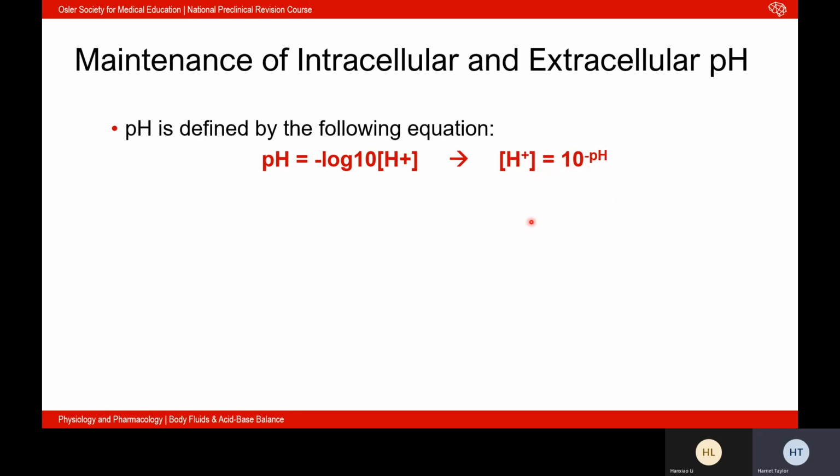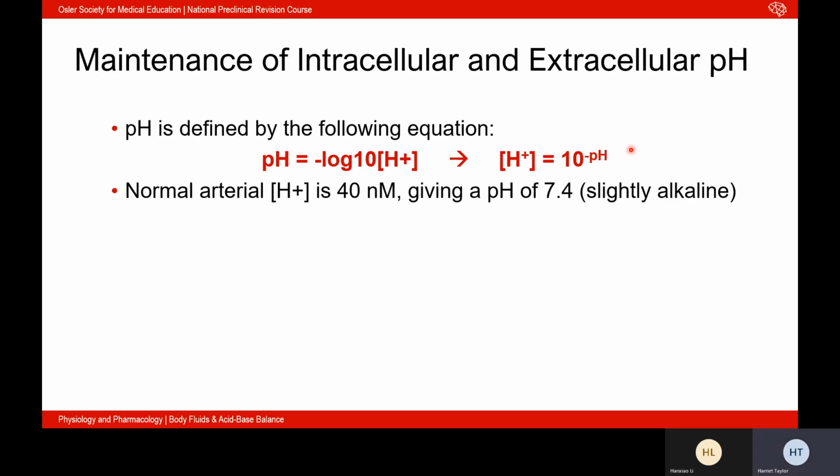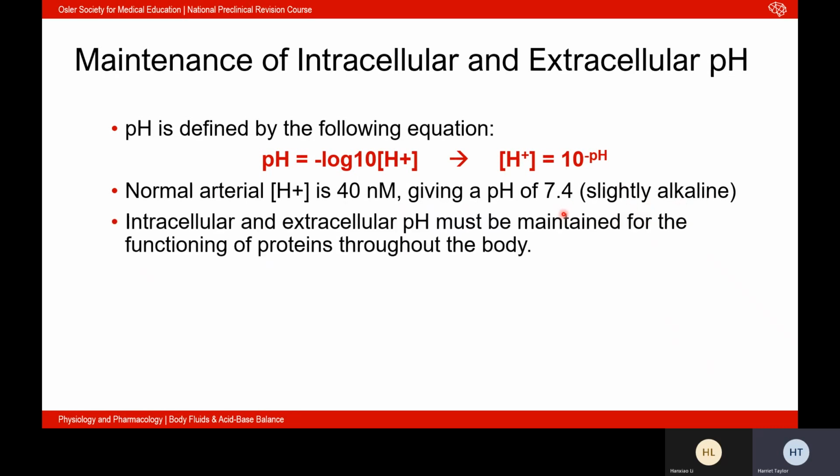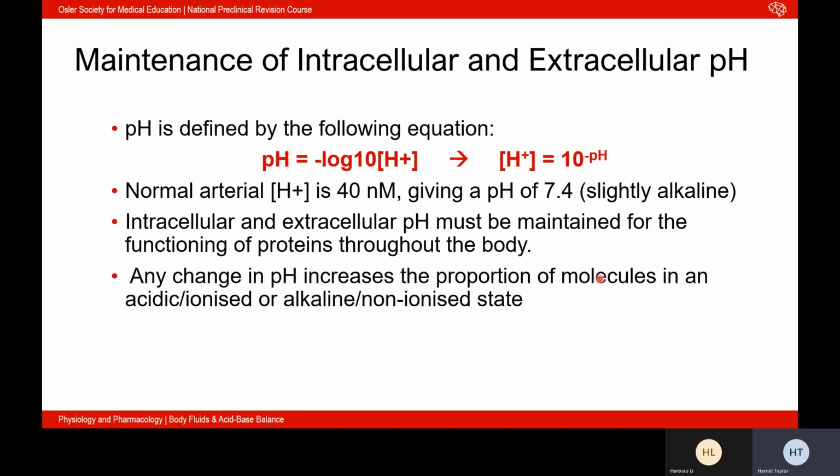That means you can work out the pH or the hydrogen concentration from any numbers that you're given in an MCQ, so it's really important that you learn both of these. Our normal arterial hydrogen concentration is roughly 40 nanomolars, and that gives us a pH of 7.4. So it's a slightly alkaline pH. As I said, this must be maintained in order for our proteins to function, and this is because our proteins are really sensitive to being ionized or non-ionized.